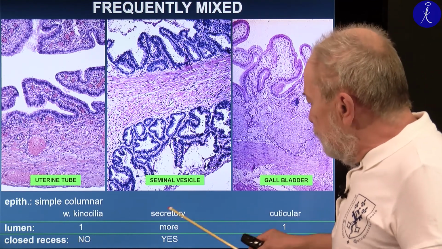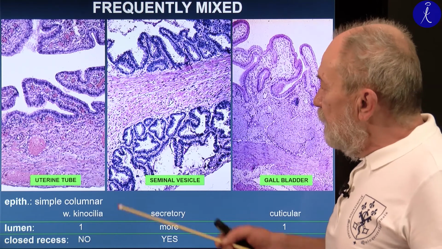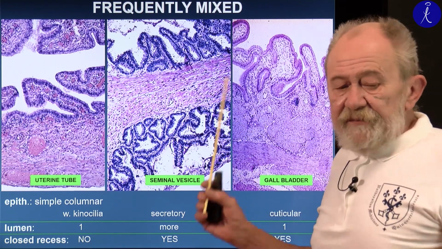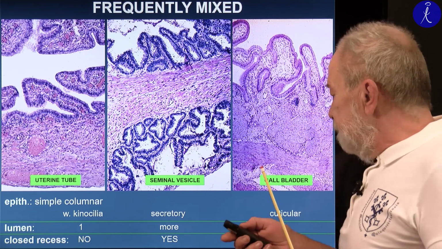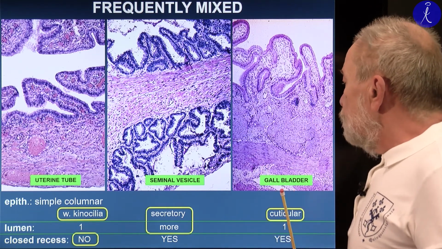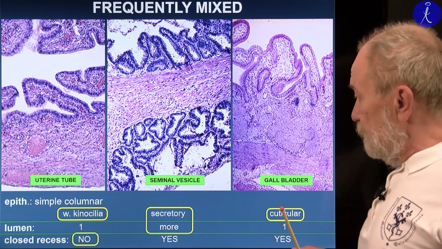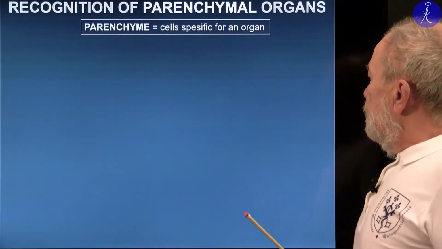If you look at these differences, you can make up your mind that this must be from the uterine tube, this must be from the seminal vesicle, and the last is from the gallbladder. So no more mix-ups will happen, I hope, by considering these differences.